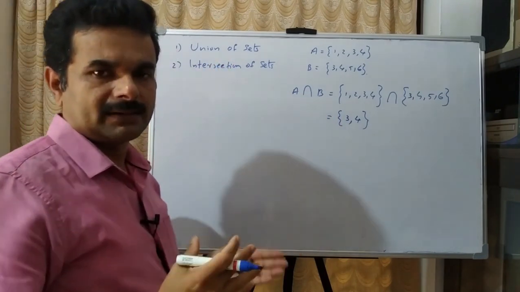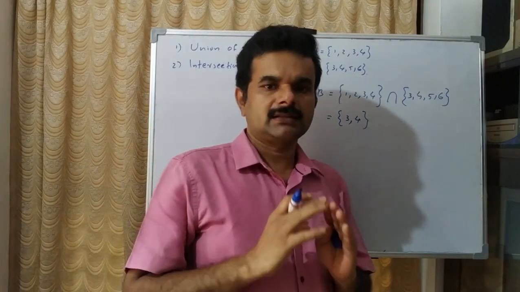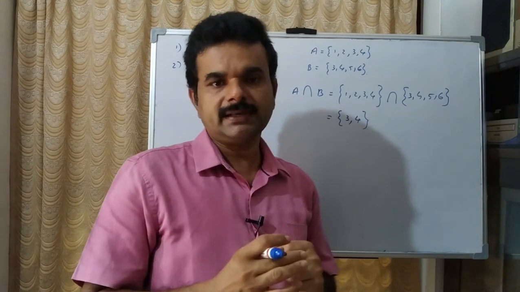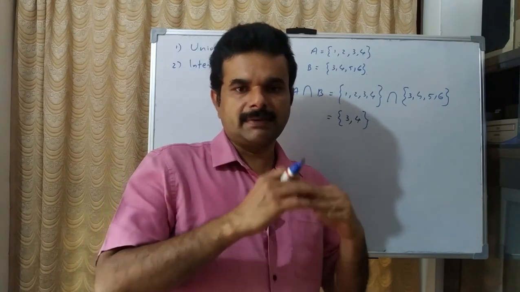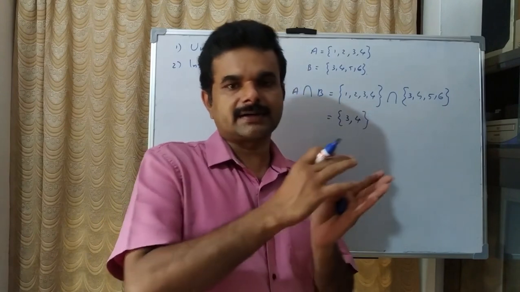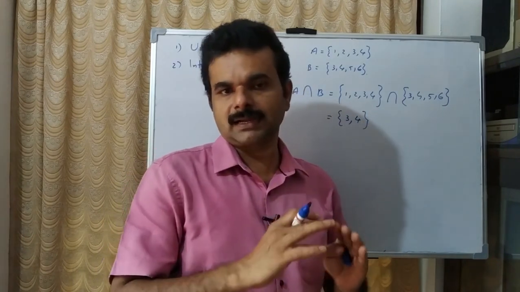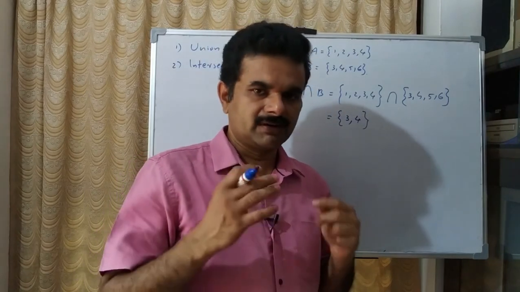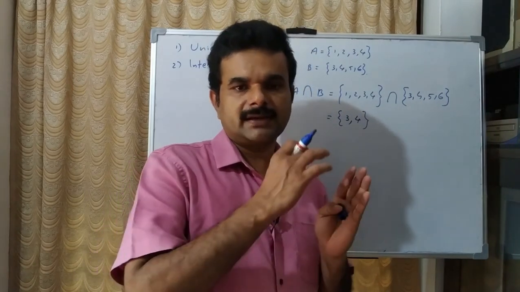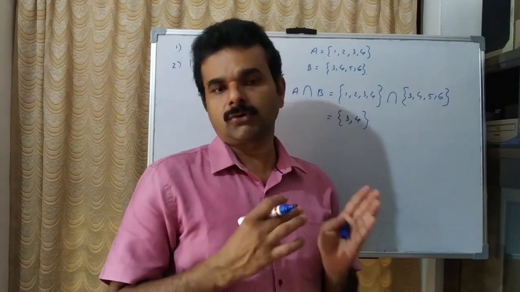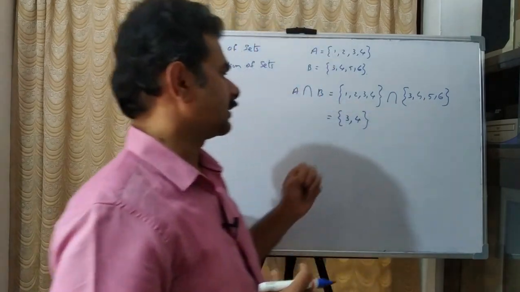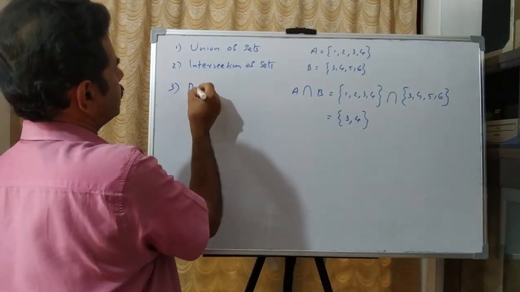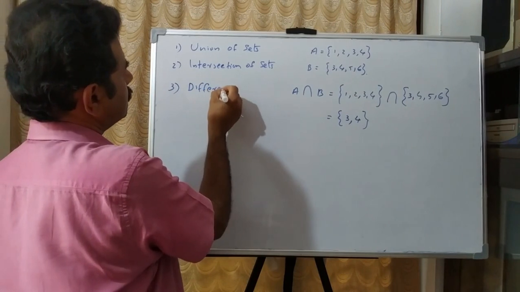Clear? By the word intersection, what do we mean? The common part of both the given sets. By the word union, we mean that elements of both sets are written all together, that means combining all elements of the given two sets. By the word intersection, we mean that we are taking only common elements from both A and B. Okay. Then the third operation, difference.